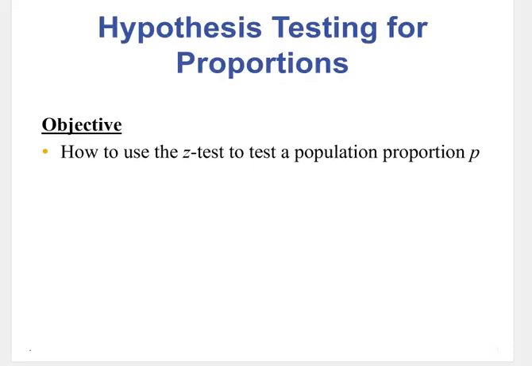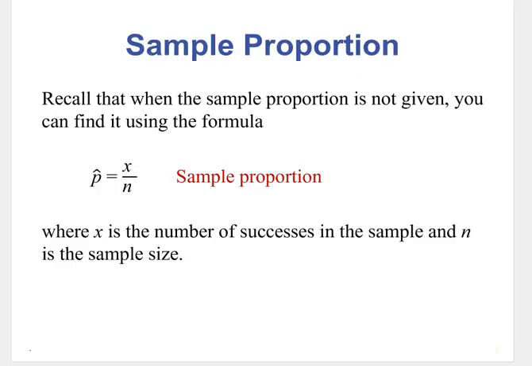In this statistics lesson, we will be discussing hypothesis testing for proportions. We have only one objective, and that is how to use the z-test to test population proportions. Just a reminder that to find a sample proportion, you just need to find the number of data points that are successes divided by the total number of trials in your binomial experiment. So just a reminder from previous lessons.